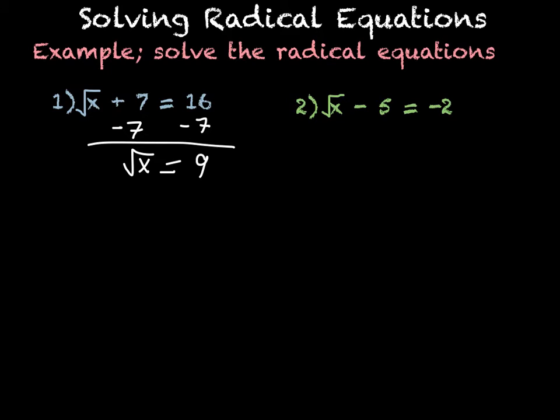Now the next step is to get rid of the square root. To get rid of a square root, you have to square it to cancel it out. So you square both sides, and I have x equals 81.